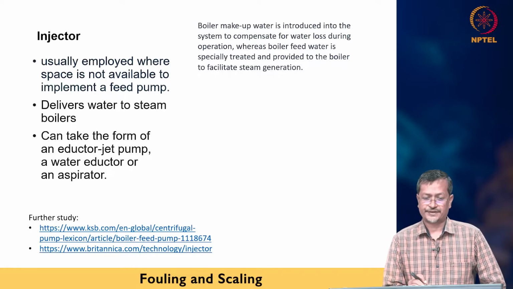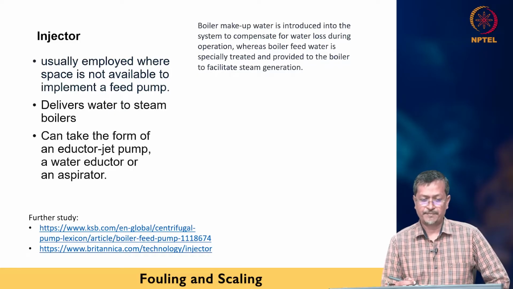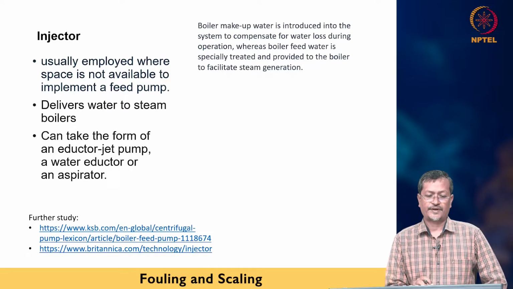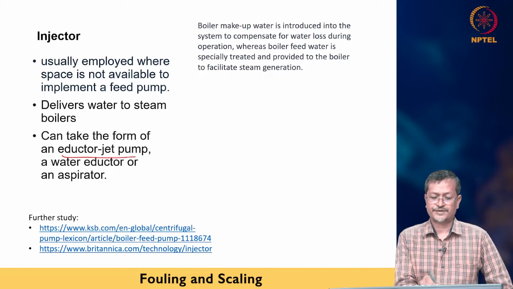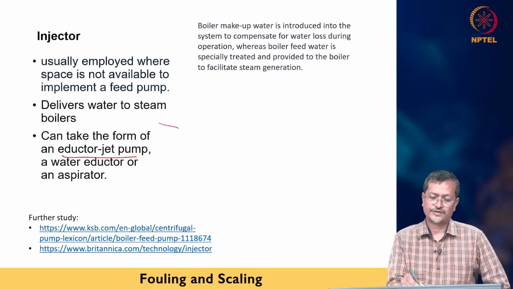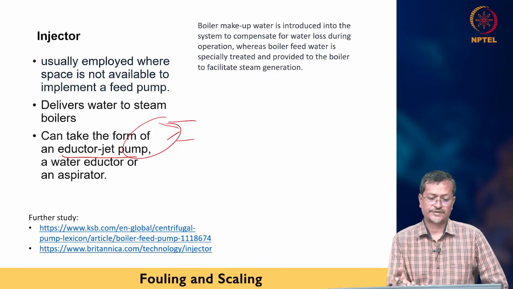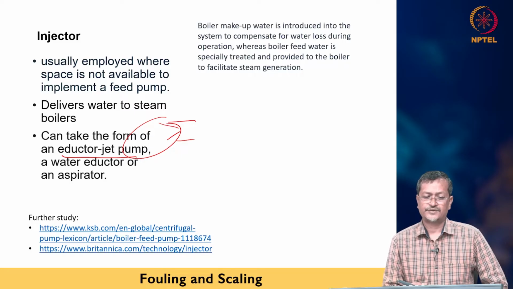Okay, boiler injector. I already discussed the injector. It is usually employed where space is not available to implement a feed pump, so it is a very compact application. Your injector delivers water to the steam boiler, and can take the form of an eductor-jet pump. So the eductor-jet pump or jet pump, whatever I explained already, that nozzle-type thing, is the same thing actually. They have different names: water jet pump, water eductor, aspirator. Using that, feed water can be injected.